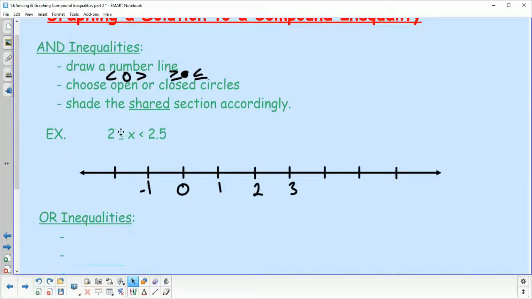At 2 here, because of this piece, we're going to have a closed circle. So I'm going to draw a closed circle at 2. And because of our less than symbol here, this needs to be an open circle. So I'm going to draw an open circle about halfway between. And then numbers that are in between 2 and 2.5 means I'm going to shade the shared section, or the section that is in between the two of them. And that's going to be right here. That would be our graph of our solution for an and inequality, and particularly this and inequality.